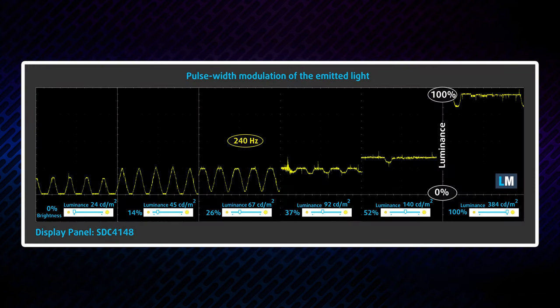On the other hand, it uses low-frequency PWM up until 90 nits. After that, the pulsations become very weak.